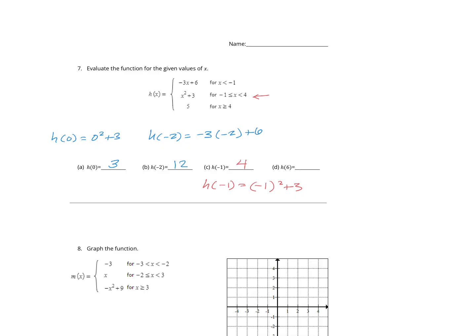And then finally, we're going to look at finding h of 6. In this case, the x number is 6. 6 is greater than 4, so I'm using this piece of the piecewise defined function. And I always get the value of 5 for any x's that are greater than or equal to 4. So in this case, I'm going to get the value of 5.